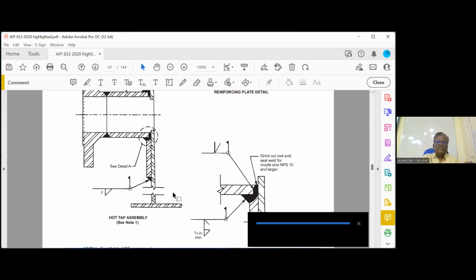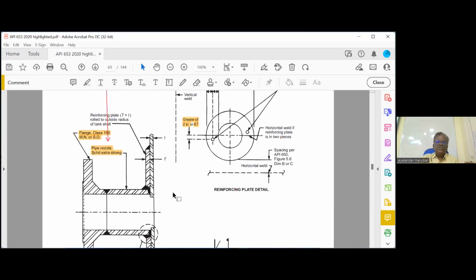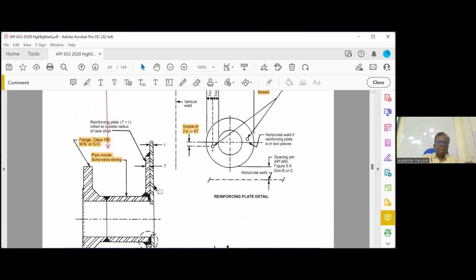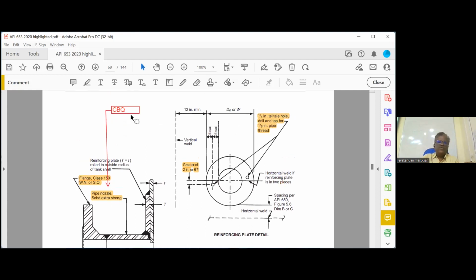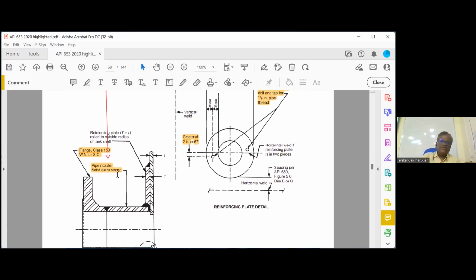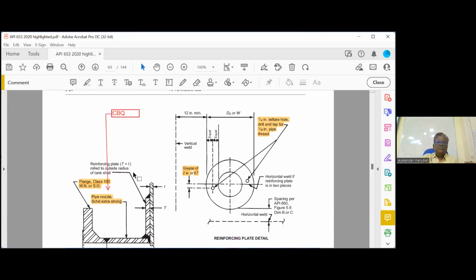Now come to the previous page. So this is how the hot tap will be done. And what should be the pipe we have to use? Extra strong pipe we have to use. That is a closed book question. Pipe nozzle should be extra strong. Flange should be class 150.